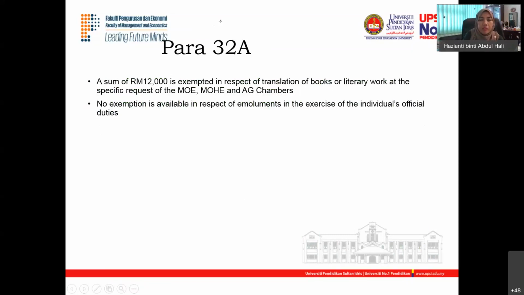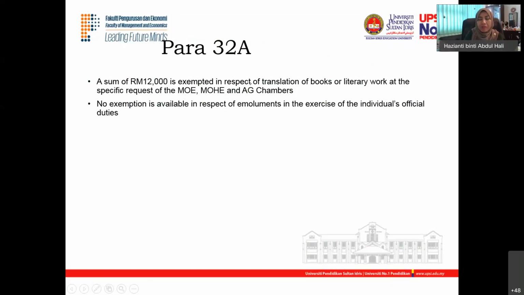Okay, this is sometimes for some, for example, some lecturers or whoever is involved in writing. So sometimes the government, the ministry asks us to translate some books, textbooks. So when we translate a textbook and they pay us, whatever amount that they pay, we can get an exemption of 12,000 because this is actually at the request of the ministry. Ministry of Education, Ministry of Higher Education, also AG chambers. This is for law textbooks, and no exemption is available in respect of emoluments in the exercise of the individual's official duties. But if your work is actually to translate books for the ministry, you will not get exemption.